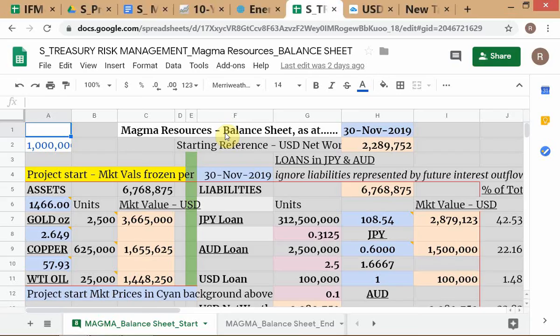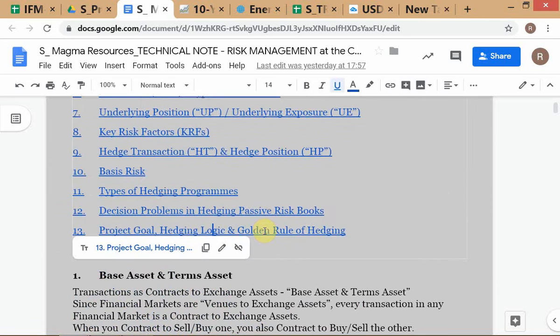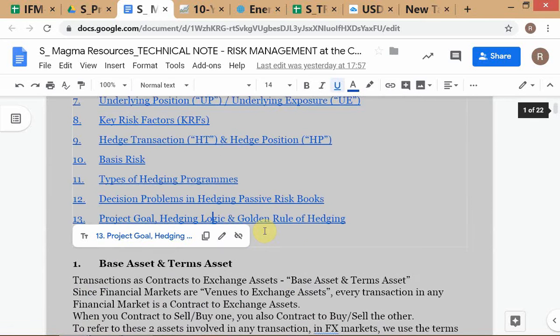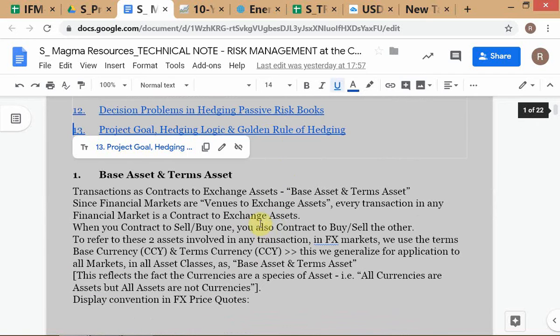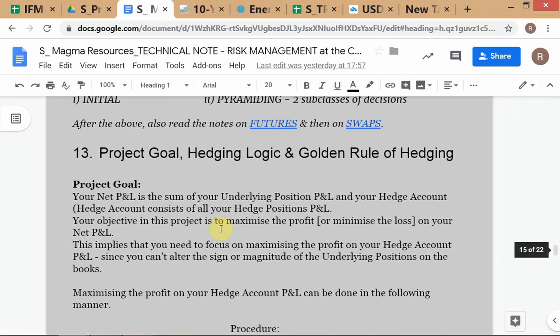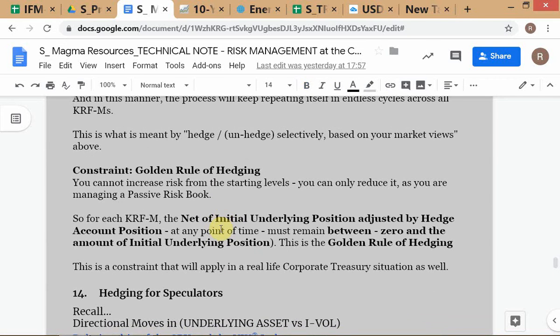So coming back to this point, why did we have this discussion? To understand the meaning of the word initial. If you go back to your notes, this is where we have this. I've put everything into this. I've modified this a little bit, and the golden rule of hedging. If we can just click here and go through. Right. So project goal, all this stuff we have already discussed, but we're just recapping on the golden rule of hedging. So the net of the initial underlying position.